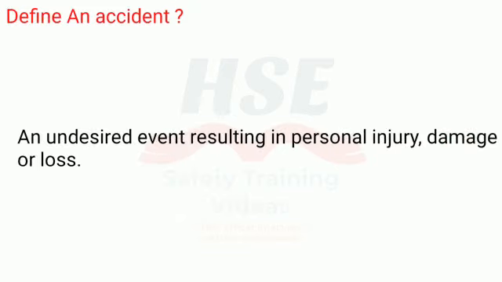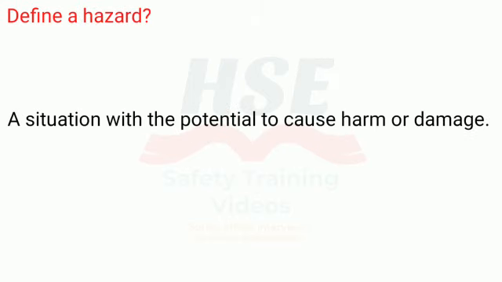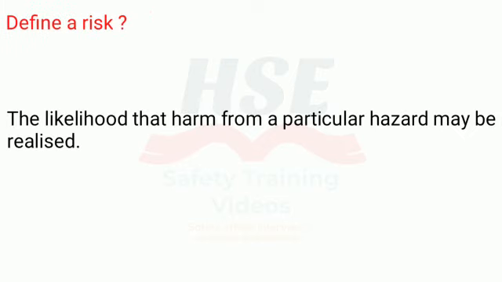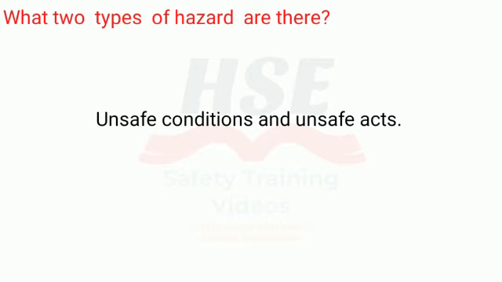Define an accident: an undesired event resulting in personal injury, damage or loss. Define a hazard: a situation with the potential to cause harm or damage. Define a risk: the likelihood that harm from a particular hazard may be realized. What two types of hazard are there? Unsafe conditions and unsafe acts.